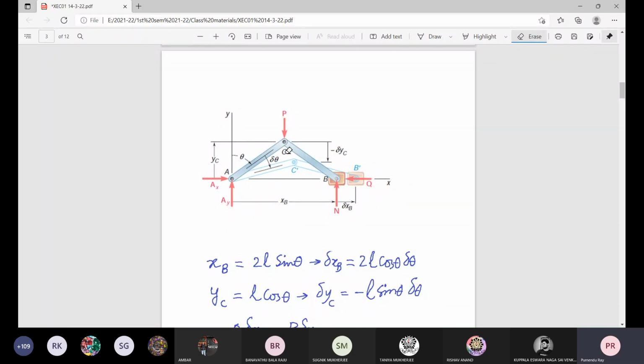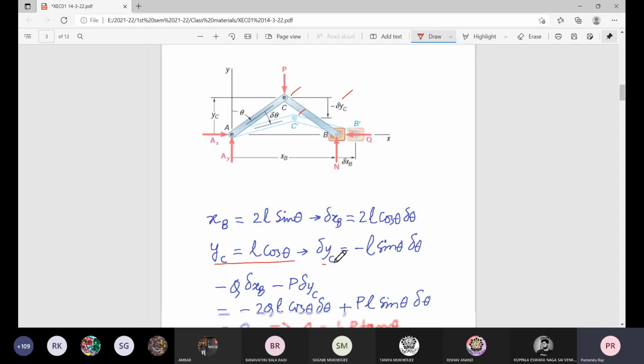Okay. And similarly, the corresponding displacement of point C. We have applied this displacement delta XB, which causes some angular change in this angle theta. And obviously, the point C comes down from this location to this location. And in the y direction, definitely it is the negative y direction, so minus del yC. Okay, and what about this value? The original yC was L cos theta. Taking the differential, del yC is equal to minus L sin theta del theta, and del yC is automatically moving downward for an increase in theta. So as theta increases, y decreases. Now, what about the work done?